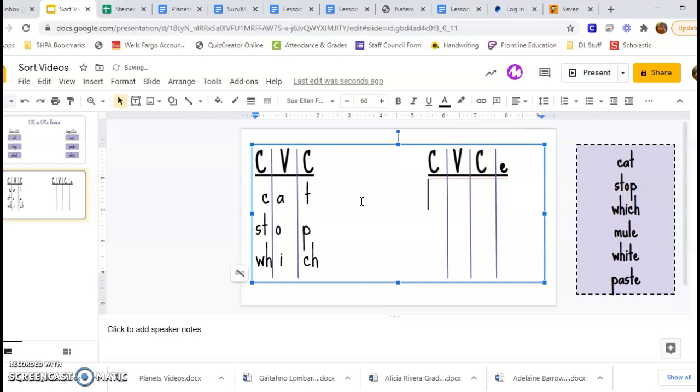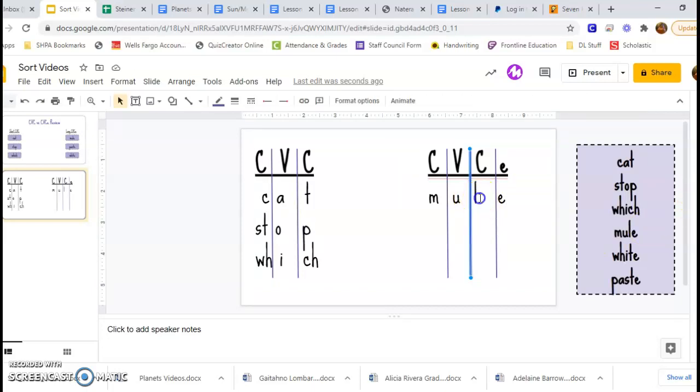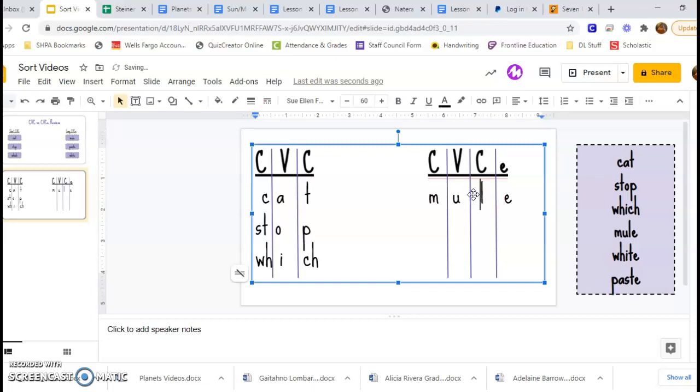So we're going to chart these words now. They're the last three words on our chart. Let's start with mule. What's the first consonant in mule? No blends in this one, so it's pretty easy. That's right, it's an M. What's the vowel in mule? U. And what's the consonant in mule? The second consonant? L. And then at the end it has silent E. All the words in this group are going to have a silent E at the end. All right, let's go to our next word.